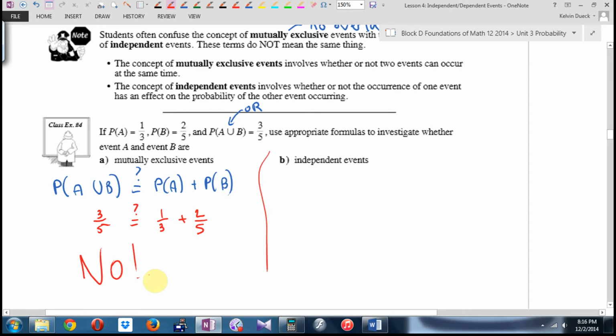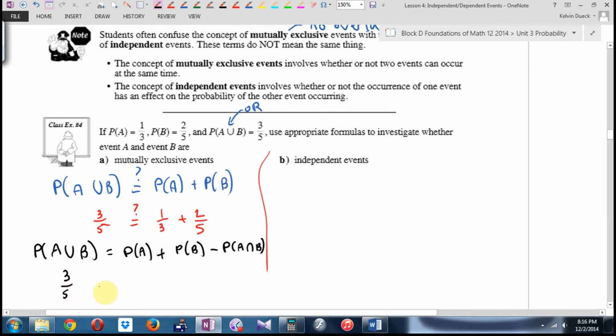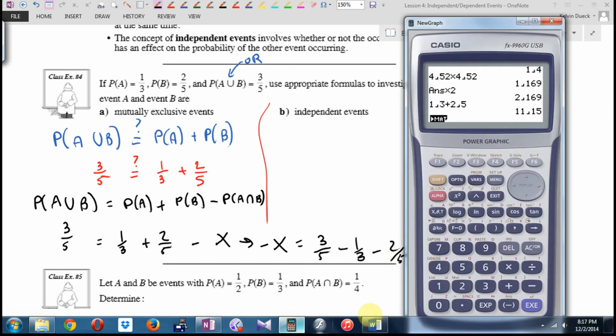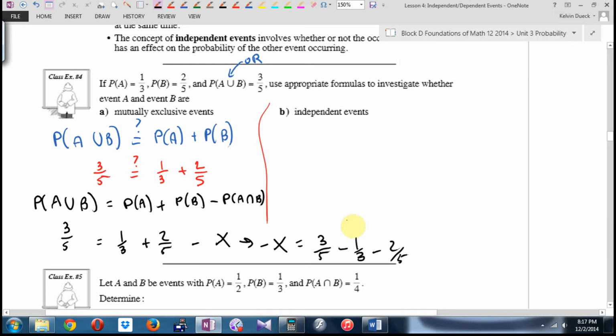In fact, I can even tell you what the overlap has to be, because the fact that it's not mutually exclusive means "or" was the first plus the second minus the overlap. There's my "and". So I have 3/5 equals 1/3 plus 2/5 minus, let's call it x. How could I figure out what x is? Negative x is going to be 3/5, take away 1/3, take away 2/5, which gives me negative 2/15. The overlap has to be 2/15.